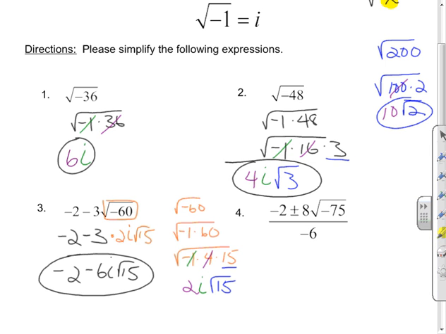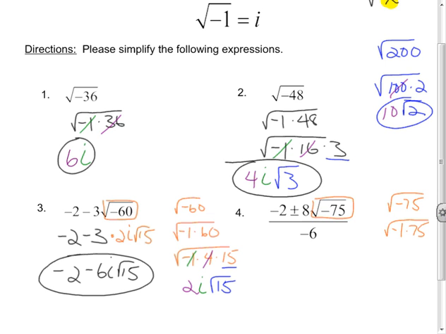So I notice here when I have the quantity of negative 2 plus or minus 8 root negative 75, all divided by negative 6, I notice quickly that it has a negative radicand, which I will do in the margin. Okay, so the square root of negative 75 is rewritten as square root of negative 1 times 75. And then I ask what's the biggest perfect square that goes into 75, which is 25. So I rewrite it as a product of negative 1 times 25 times 3.